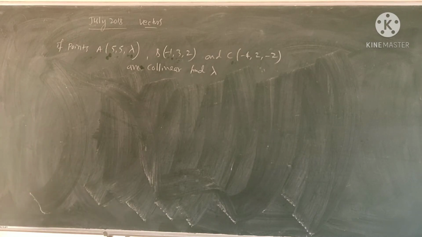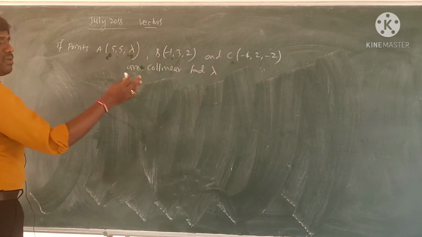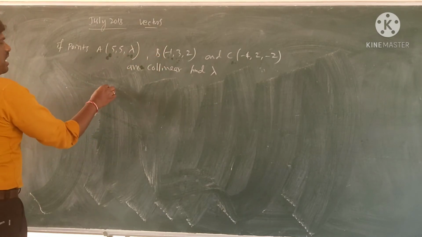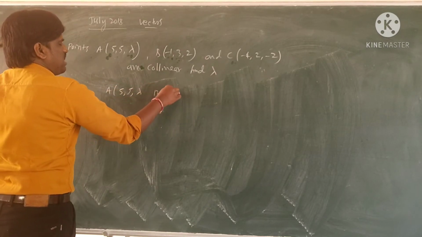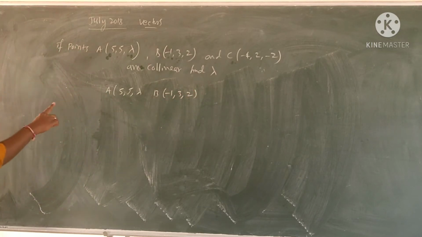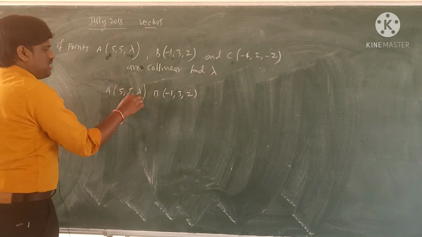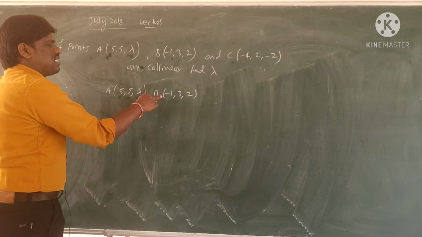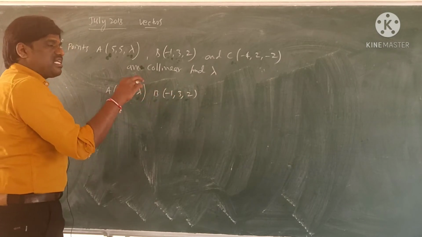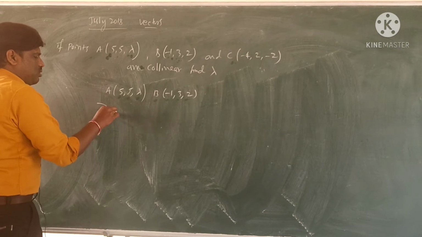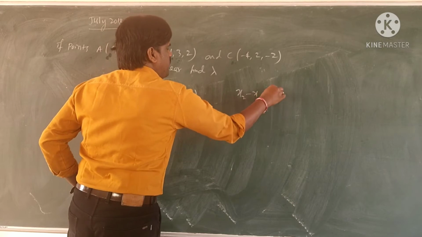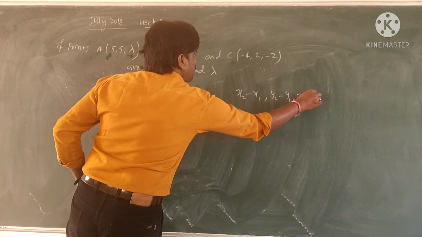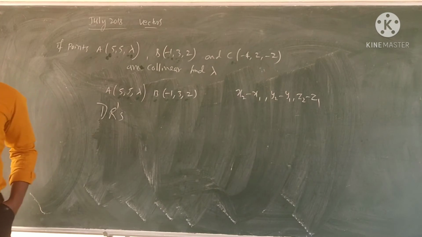Two points are there, then direction ratios. Direction ratios will be what? See here, AB vector direction ratio. Like A is 5 comma 5 comma lambda. B is what? Minus 1 comma 3 comma 2. If A is x1 y1 z1, B is x2 y2 z2, then their direction ratios, DRs, are x2 minus x1 comma y2 minus y1 comma z2 minus z1. These are the direction ratios.